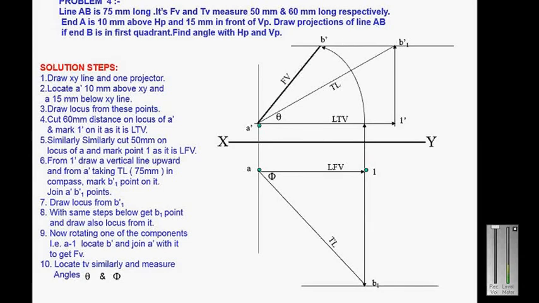So you know the true length of the line. The true length of the line is 75 millimeter, and that is A dash B1 dash, and the front view is A dash B dash. The length of the front view is 50 millimeter, and the length of the top view is 60 millimeter. So listen, A dash B dash is 50 millimeter, which means the length A1 is actually 50 millimeter.